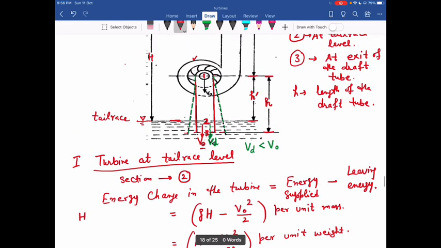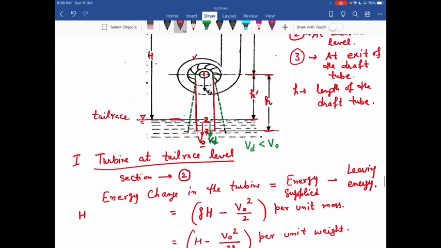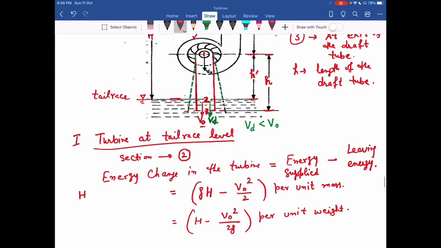So you can see here the energy transfer in the turbine when turbine is installed at the tail race level is equal to the available head minus the leaving energy per unit weight, that is VO square divided by 2G. Okay. Now this is the case when I have no draft tube.